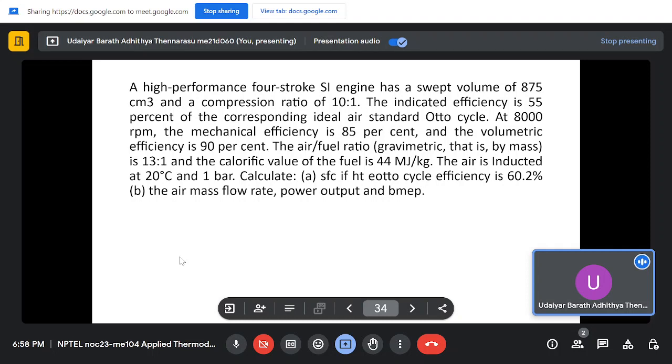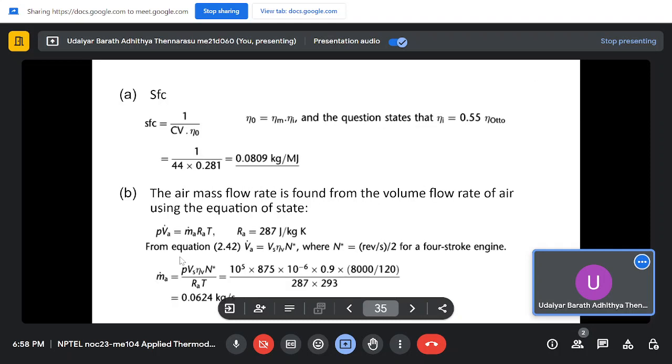So the air is coming in at 20 degrees Celsius and 1 bar. Calculate specific fuel consumption if the Otto cycle efficiency is 60.2%. So we have given Otto cycle efficiency is 60.2%. You need to calculate the specific fuel consumption. The second one is the air mass flow rate, power output, and brake mean effective pressure. So we need to calculate specific fuel consumption and air mass flow rate, and then power output and brake mean effective pressure. So 4 things we need to find. So we'll see how to solve.